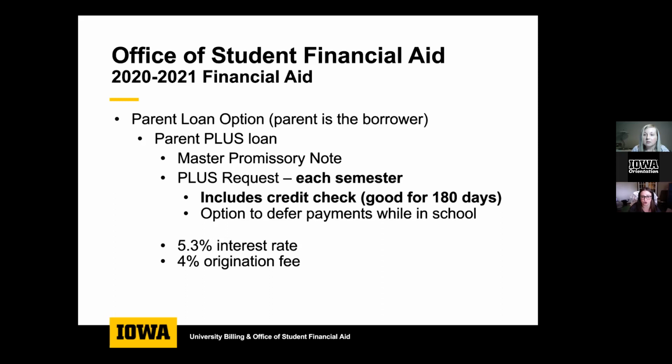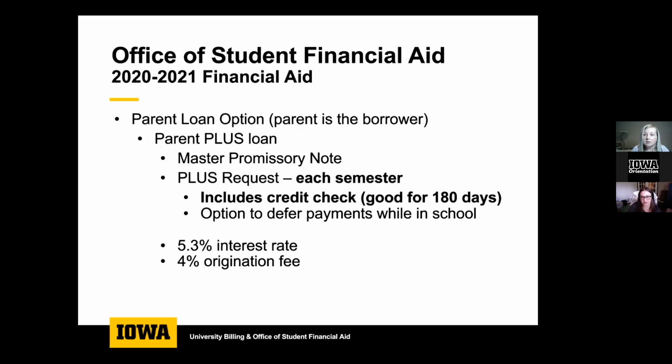I recommend, if you know you will be borrowing a PLUS loan for both fall and spring semesters, to fill them both out at the same time and have it done with. A credit check is required as part of this loan application. That credit check is good for 180 days. The parent will also need to complete a master promissory note similar to the student. And again, this information for the parent is also on the financial aid to-do list, in a separate portion out there for the parents. So you can always reference that.